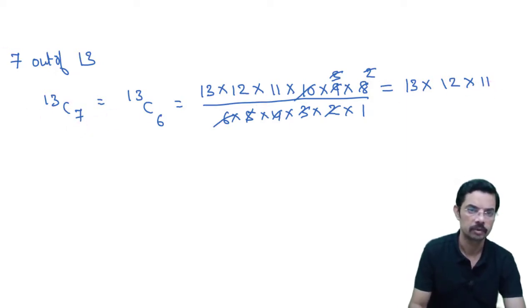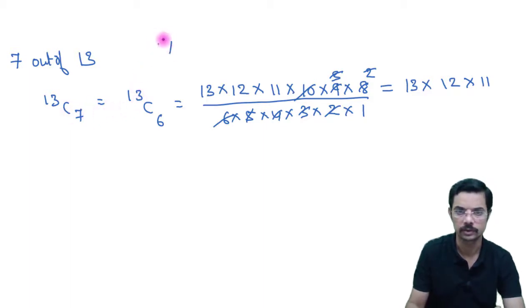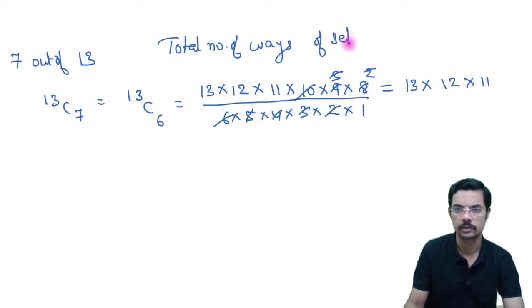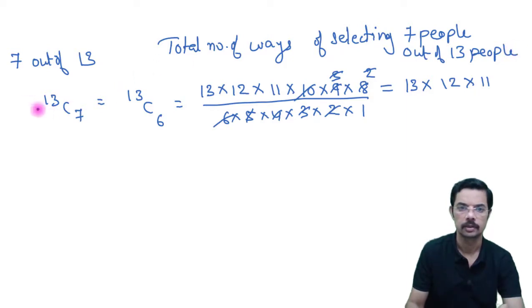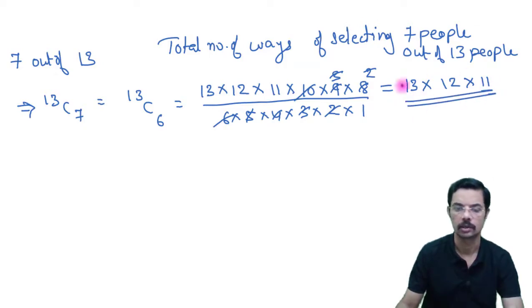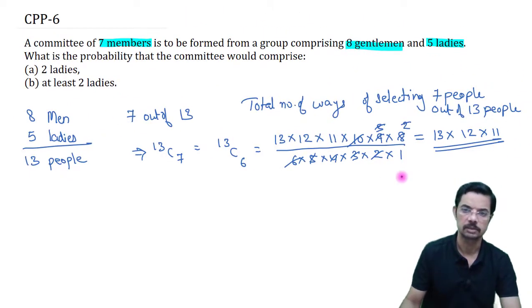Now we shall take up the first case. This is the total number of ways of selecting 7 people out of 13 people. It is 13C7, which can be given like this. Now we will not multiply here; we shall simplify it later on.